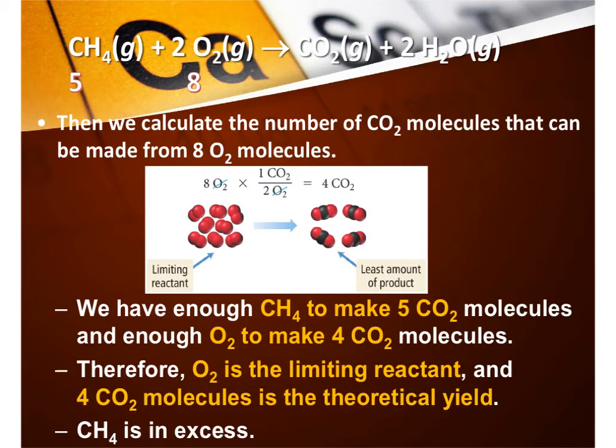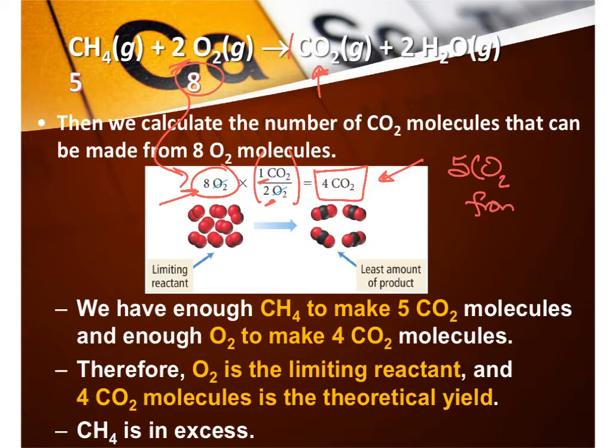Okay? So I'm going to do the same thing starting with oxygen. If I have 8 moles of oxygen, how much CO2 can I make? Well, mole ratio again: 2 oxygen makes 1 CO2. And it turns out I can only make 4 moles of carbon dioxide from this amount of oxygen. Do you remember on the last slide, it said that I could make 5 moles of CO2 from the 5 moles of CH4 that I started with?